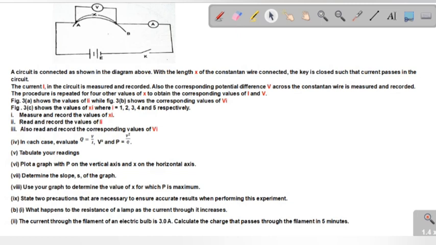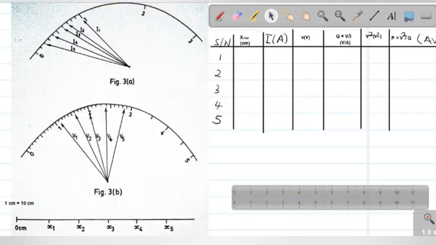What happens to the resistance of a lamp as the current through it increases? These are just theory questions to answer. So what we'll be concerned with is how to determine the readings from this. So I'll just move to the next slide and we'll look at how to get these readings.